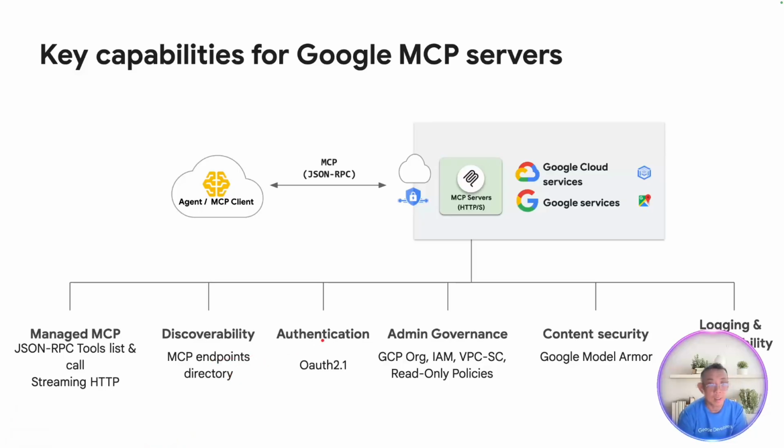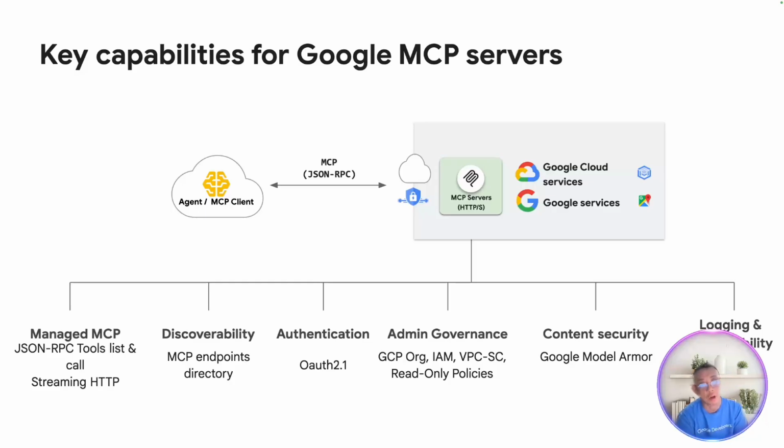You can do authentication. That means every user needs to be authenticated, either through OAuth or through Google Cloud authentication. Then you can do all the admin governance. You can do role-based access, put identity, select different roles, and select different policies. Besides that, you can also make your content secure using Google Model Armor, and every single activity will be logged and observed. There's an audit trail and all the traces.